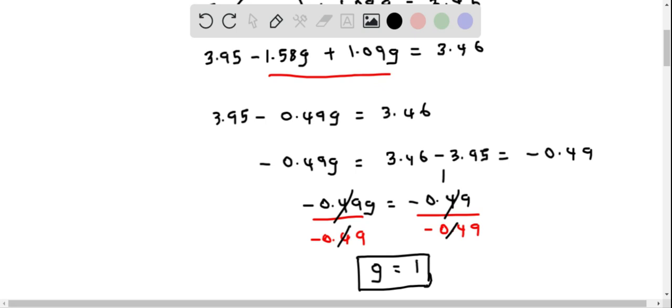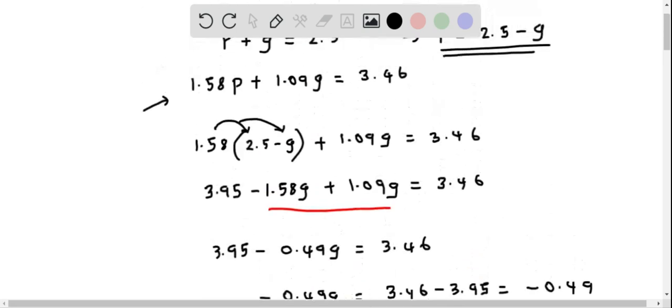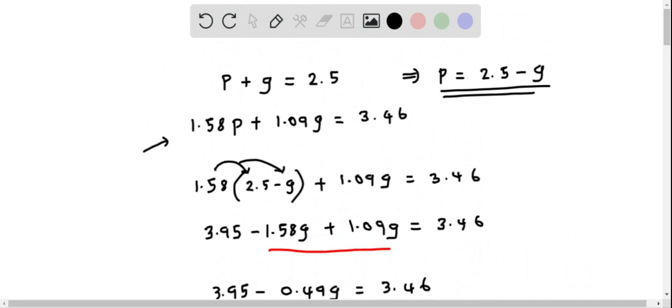Now we can determine the value of P. We take this value of G and substitute into this equation for P. So therefore we will get P equals 2.5 minus G, equal to 1. So therefore this becomes P equal to 1.